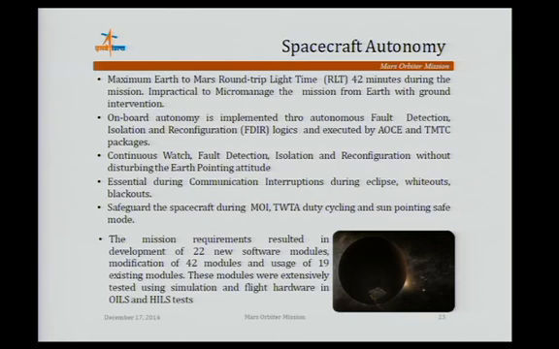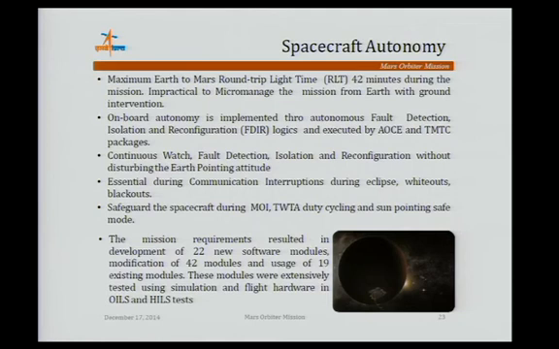And I will be touching upon the spacecraft autonomy built specially for the Mars Orbiter Mission. These are the basic drivers for the autonomy development. The maximum Earth to Mars round trip delay is around 42 minutes during the mission. Basically, it is very difficult to manage from the ground because of this large delay.